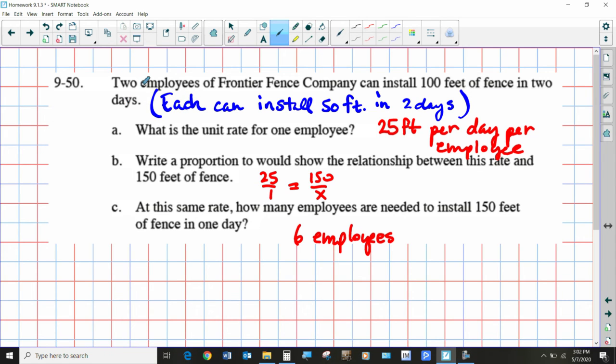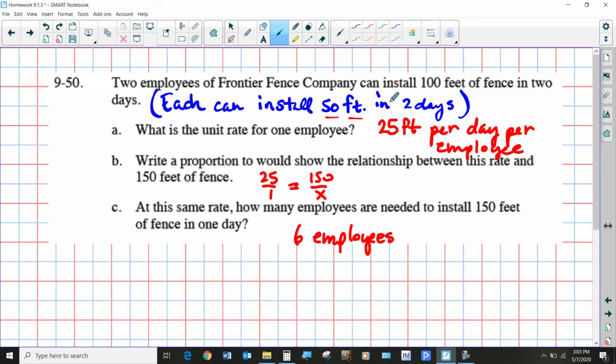First thing to consider is that if 2 employees are installing 100 feet of fence, and we're assuming that they're working at the same exact rate, and it takes them 2 days to do that, then if you cut the number of employees in half, you would either cut the number of days in half or the number of feet in half. And so just picture it still being 2 days, but only 1 person working. That would be half the number of people, so they would install half the amount of fence. So each person can install 50 feet in 2 days.